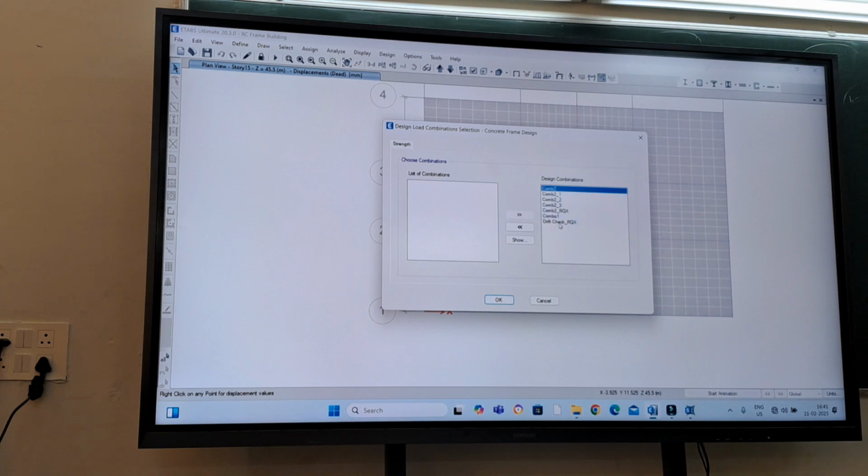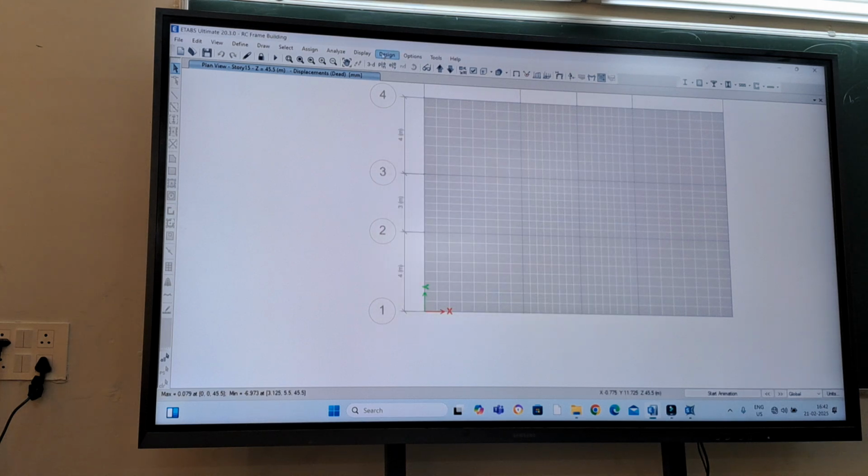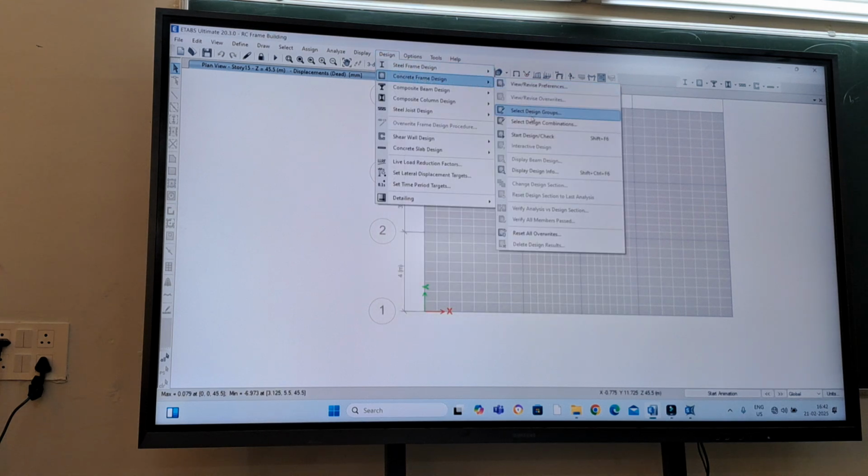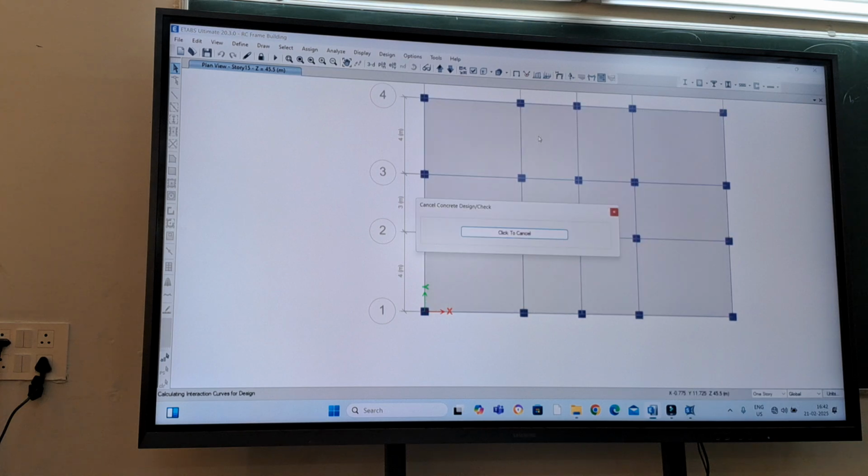But see, this drift check combination need not be considered for design, because it was just for checking the drift. But it will not make any difference if you choose this also. The force inside it will be lesser than the other combinations, because here you do not apply any factors. Then just click on start design.